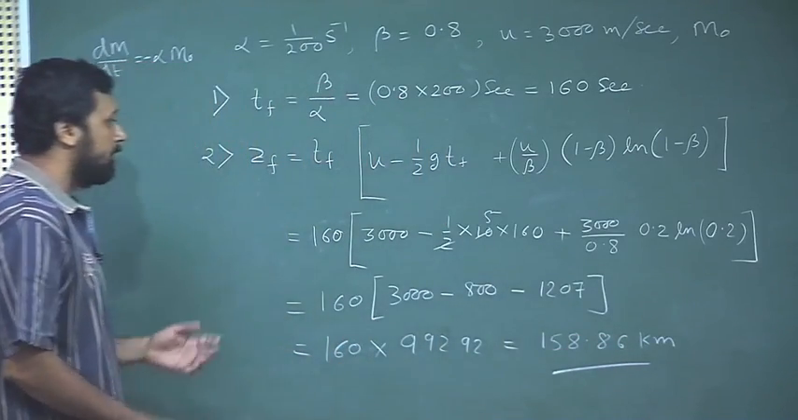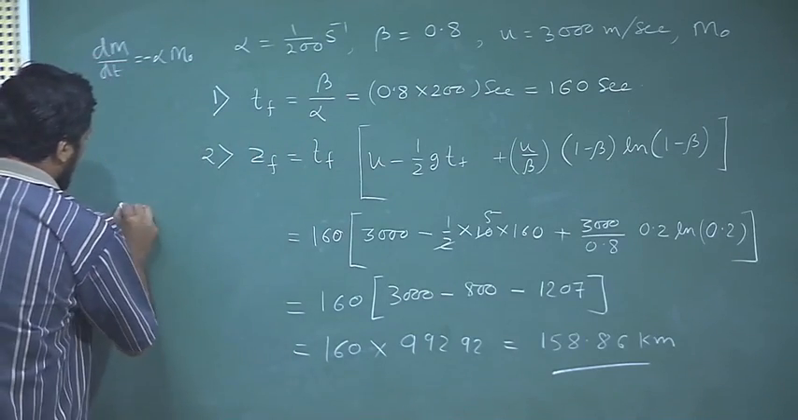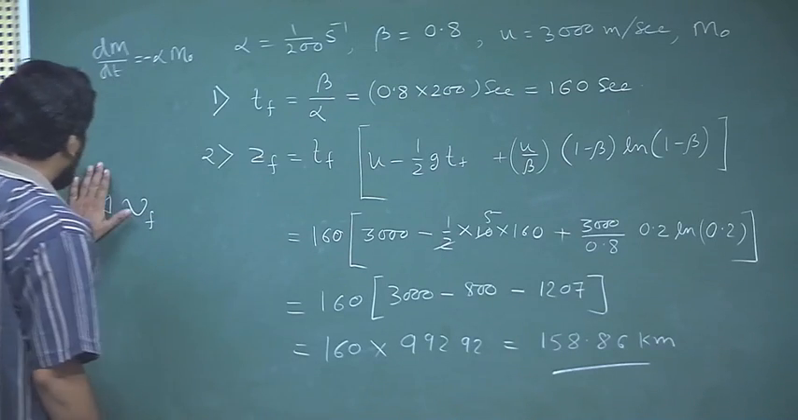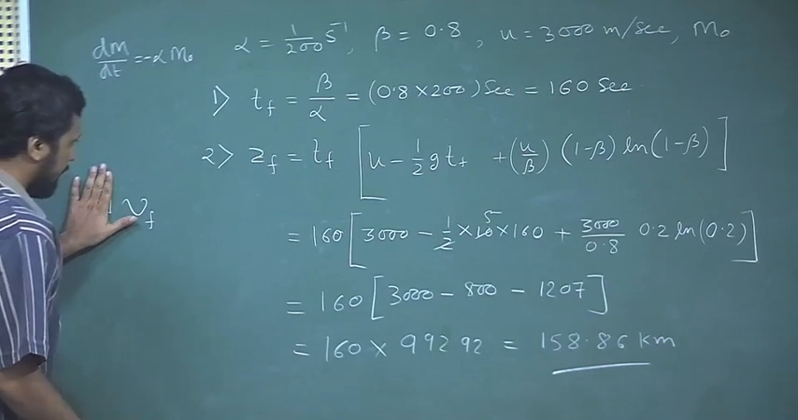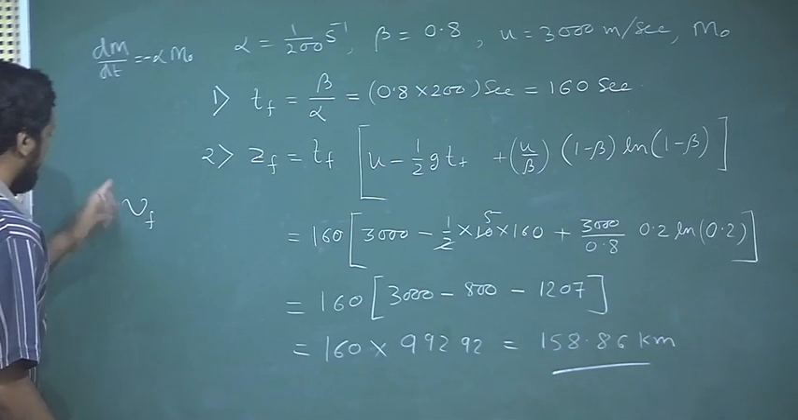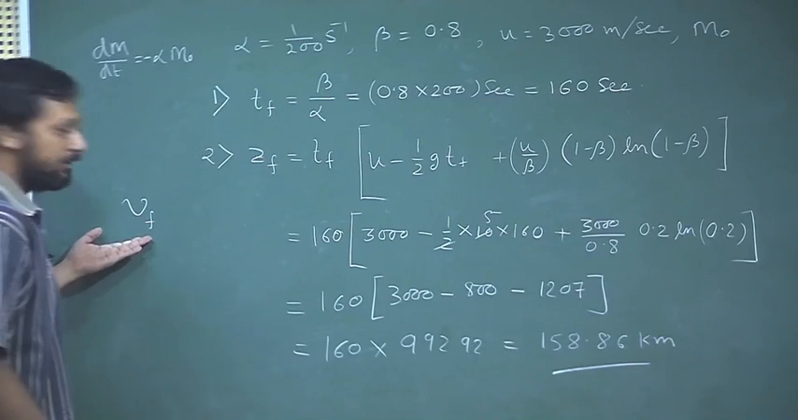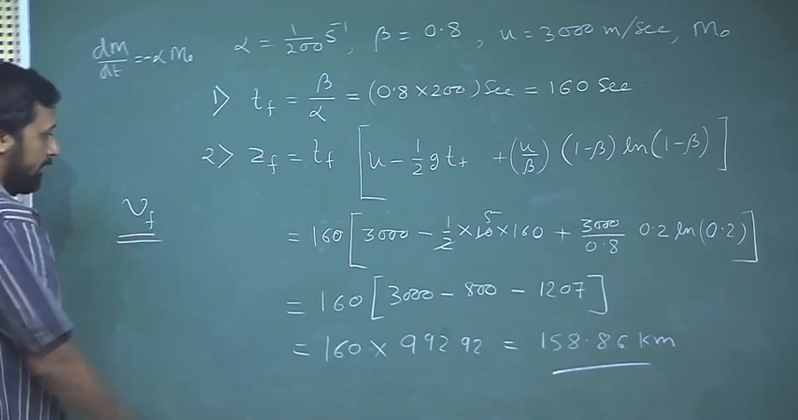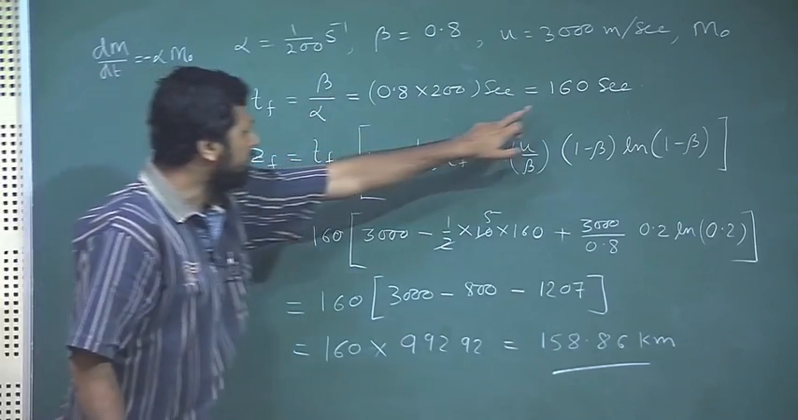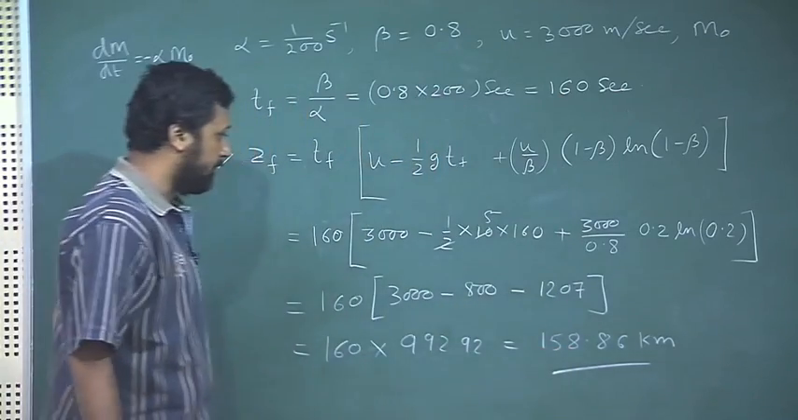It is also possible, I will leave it to you as an exercise, to calculate the final velocity change or delta Vf, assuming that it starts from ground, starts from rest. We can also calculate the final velocity. Okay, that I am leaving to you as an exercise. And so, we see the time of flight is 160 and this is 158.86 kilometers.